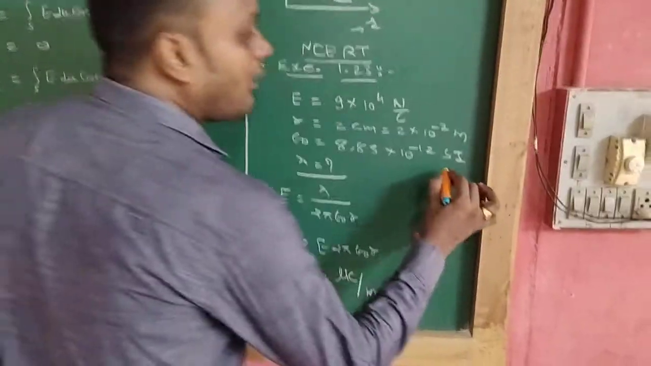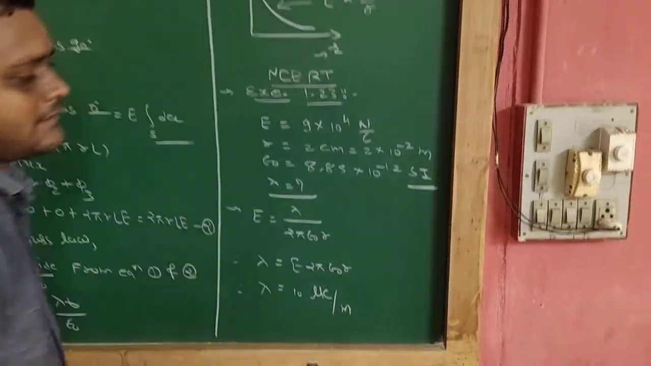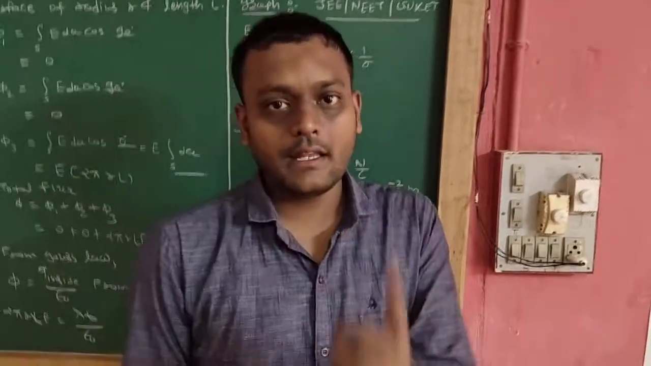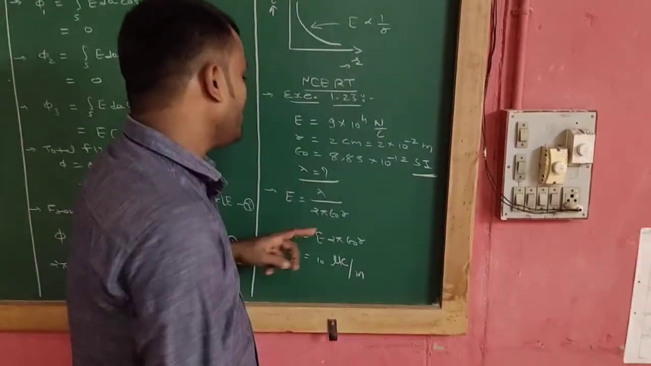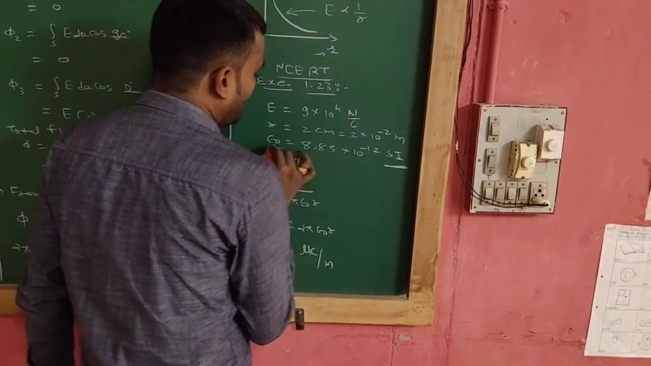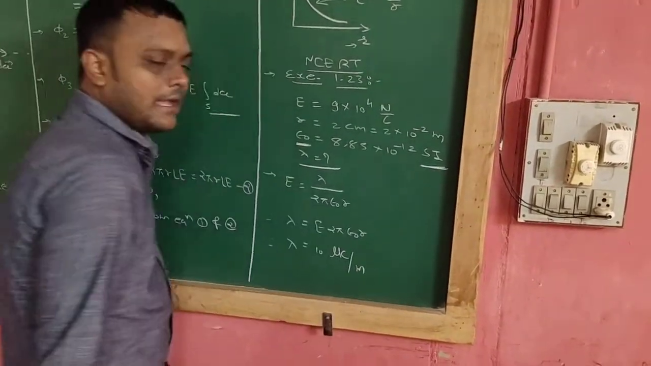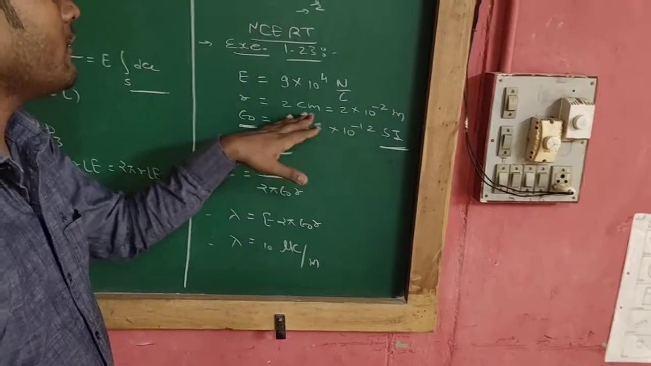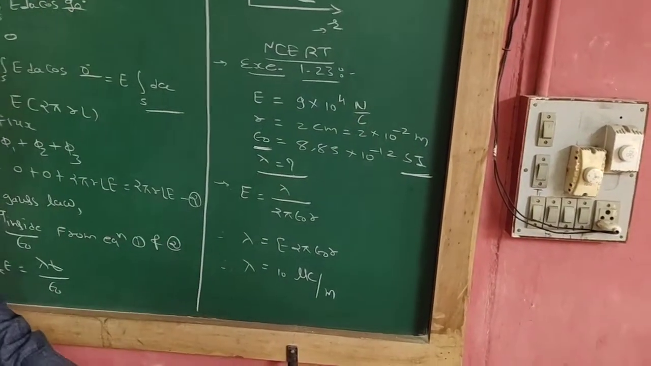What is the unit of epsilon 0 in SI? Always remember that whenever we are dealing with a constant, we have to see the unit of the constant. So what is the unit of epsilon 0? That you know in the SI system. Okay, so this one is in SI, so we need to convert centimeter into meter to get the final answer.